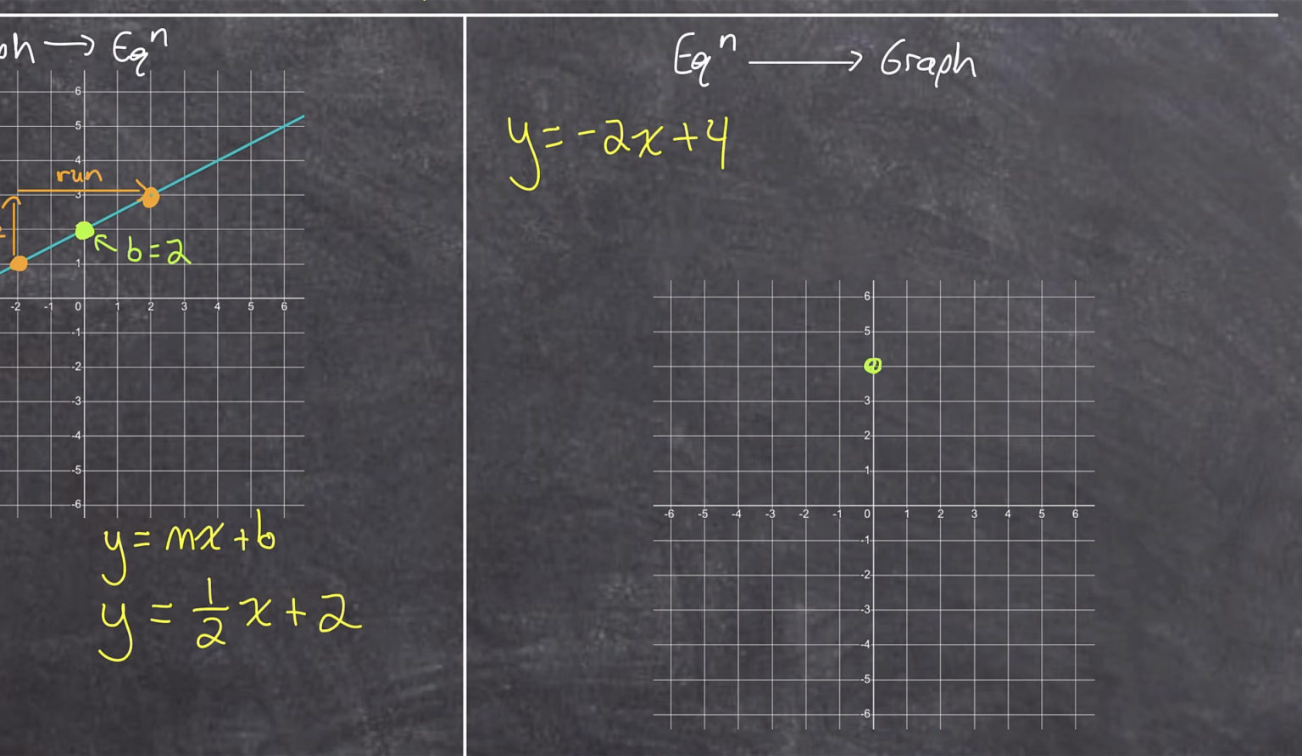So I can plot a point on the y-axis at 4. And the slope is the constant being multiplied by x. So our slope, which we call m, is -2. It's often useful to think of the slope as a fraction.